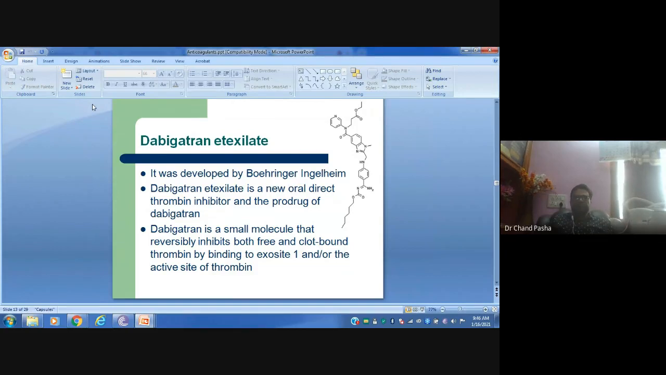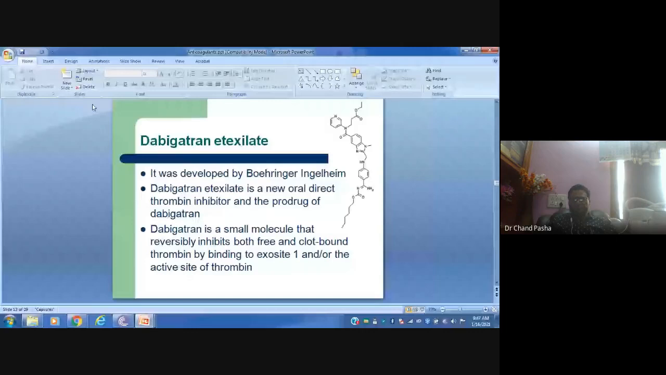So dabigatran etexilate is a chemically synthesized drug by Boehringer, and it is a new oral drug that inhibits thrombin. So it is a thrombin inhibitor. Thrombin is factor 2, and it is a prodrug of dabigatran. Dabigatran is a molecule that reversibly inhibits both free and clot-bound thrombin. Even though a clot is there, whatever clot is formed is also reversed with the help of dabigatran.